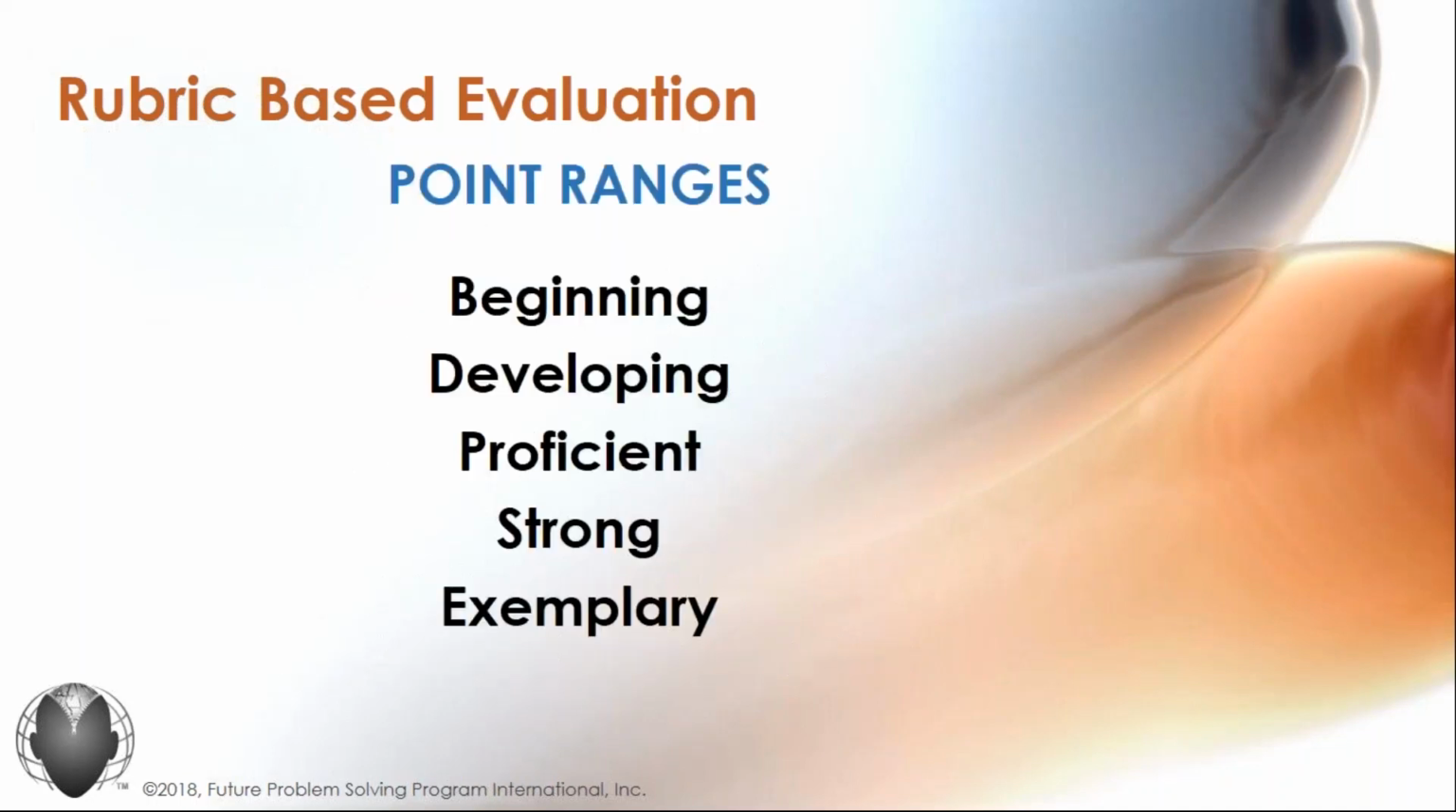The point ranges go through 5 kind of abilities. Maybe the scenario is in a beginning range, and that might be if it's 1 through 5. We might say that the beginning is in the 1 point range. Then we have our developing. Maybe we're starting to see some creativity, or we're starting to see some use of style and voice. Proficient. This is a well done scenario.